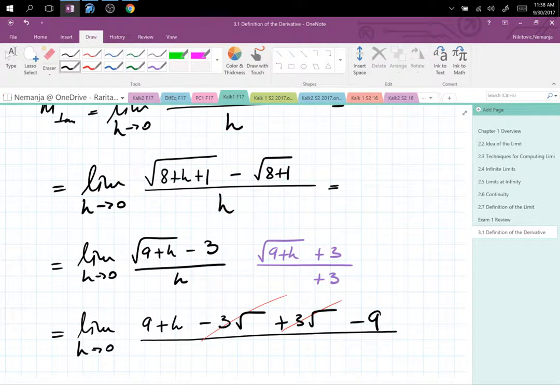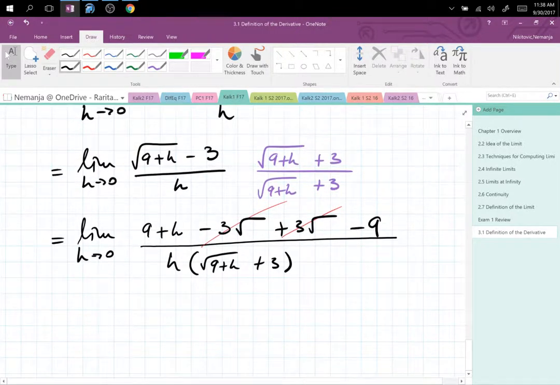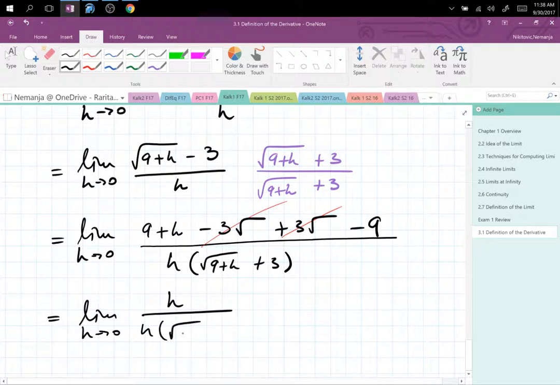The denominator is h times, open parentheses, square root of 9 plus h plus 3, close parentheses. You also see, hopefully, that 9 minus 9 is gone. And we are left with the limit as h goes to 0 of h divided by h times square root of 9 plus h plus 3. Guys, this is your checkpoint.